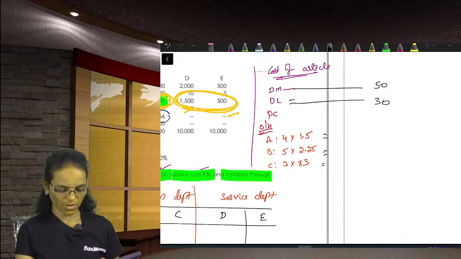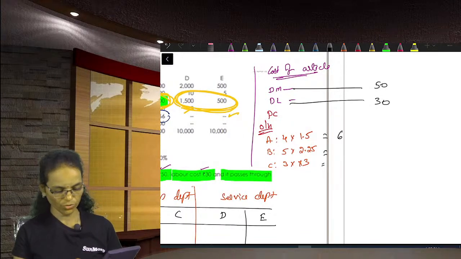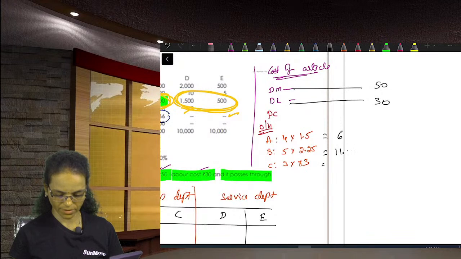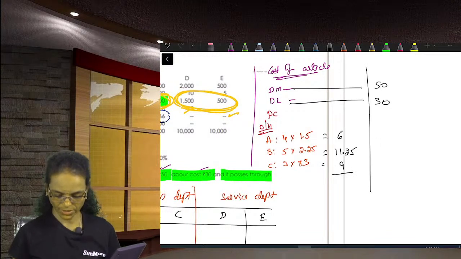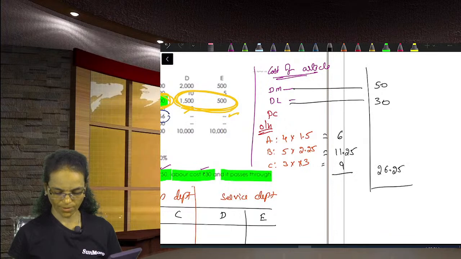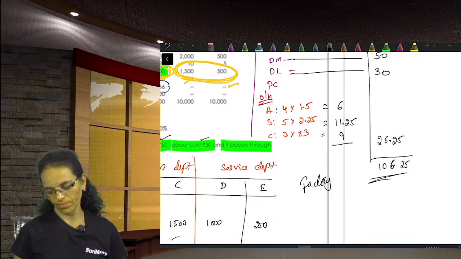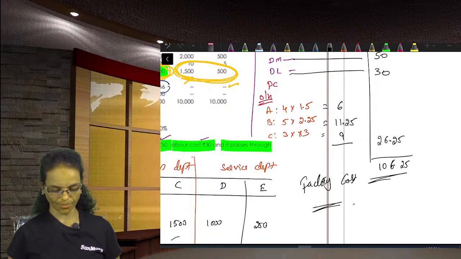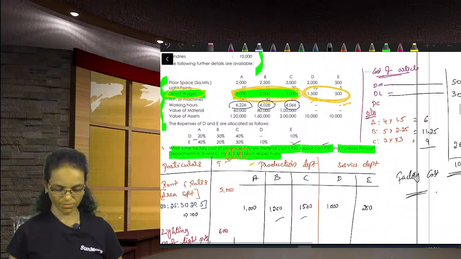So 4 into 1.5 is 6, 5 into 2.25 is 11.25, 3 into 3 is 9. Total: 6 plus 11.25 plus 9 is 26.25. Total together, 106.25 is the factory cost of an article. Understood? To go through it, I'll give you 1 minute of time, just go through it.